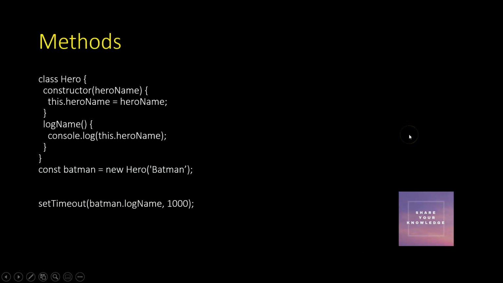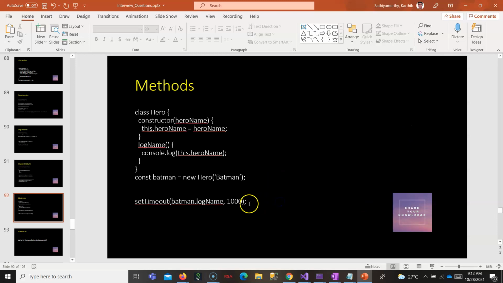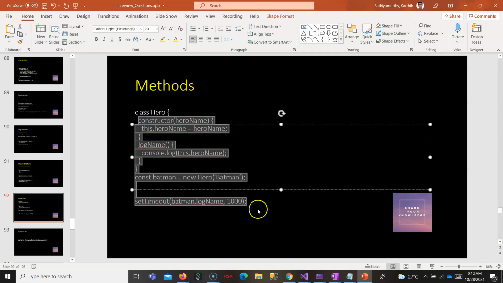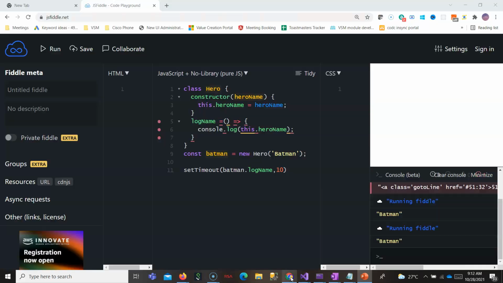Next is in case of methods. Let us see what is the difference in case of methods. Let me copy it to JS Fiddle so that I can explain the differences. So, okay, we have something here. Let me clear it and we will try it now. Here we have a hero class which has a constructor and log name.